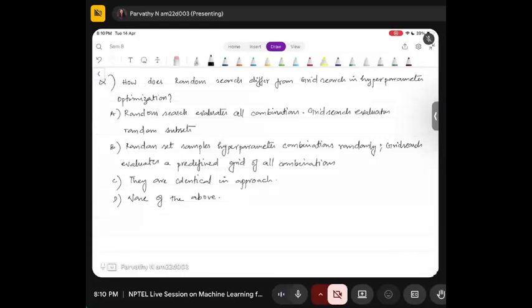So random search will sample hyperparameter combinations randomly. Grid search will evaluate a predefined grid of all combinations.